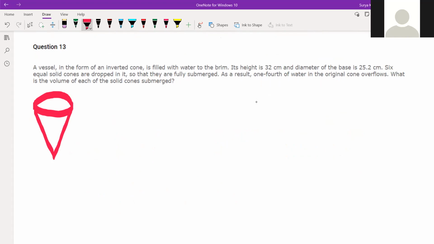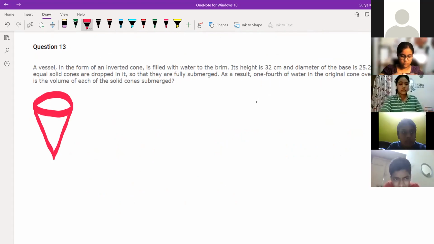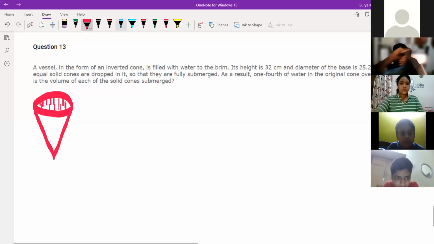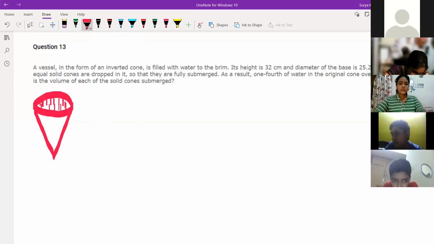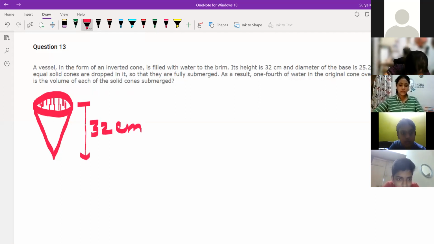What is brim, Akshat? You know brim? No, sir. Brim is till the top. Water is filled till the top. Its height is 32 centimeter. Height from here to here, that is 32 centimeter.